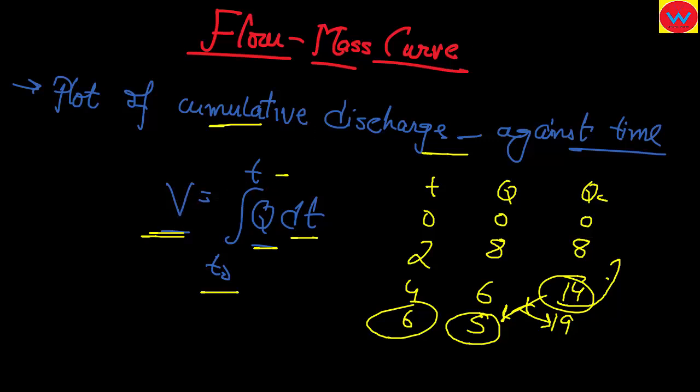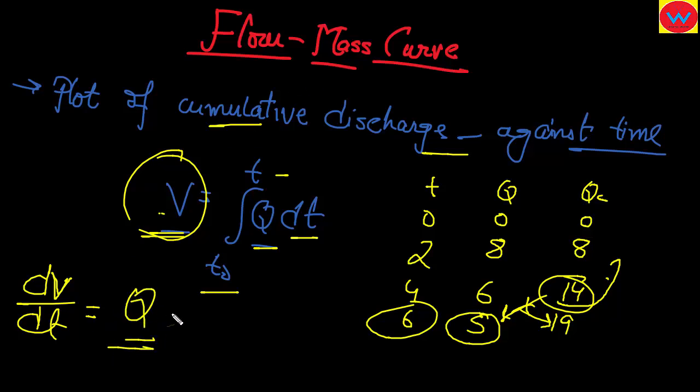So for a given time t, the ordinate of volume is given by this integration equation. Similarly, if you take the differential of this volume with respect to time, it will give the slope of the flow mass curve, and it will be equal to the instantaneous discharge, that is, the rate of flow at that instant.